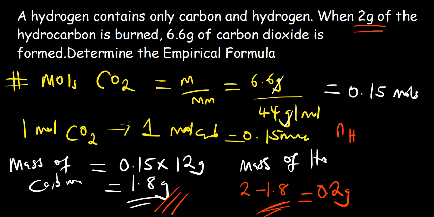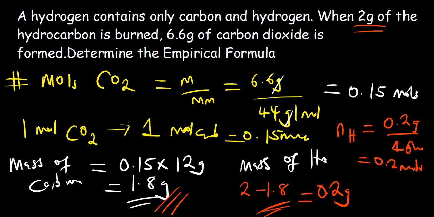Then the number of moles of hydrogen is just going to be, you know how we find the number of moles? It's going to be the mass over the molar mass. The mass is 0.2, then over the molar mass. Hydrogen has a mass of 1 gram per mole. So in this case, it's just going to be 0.2 moles of hydrogen. Then from there, you're supposed to find the simplest whole number ratio.